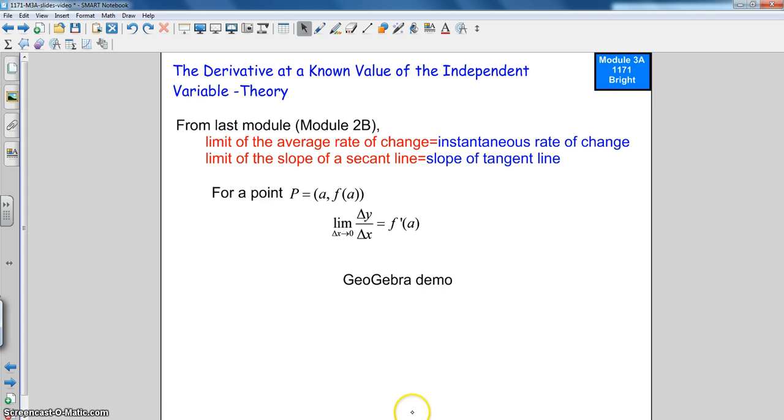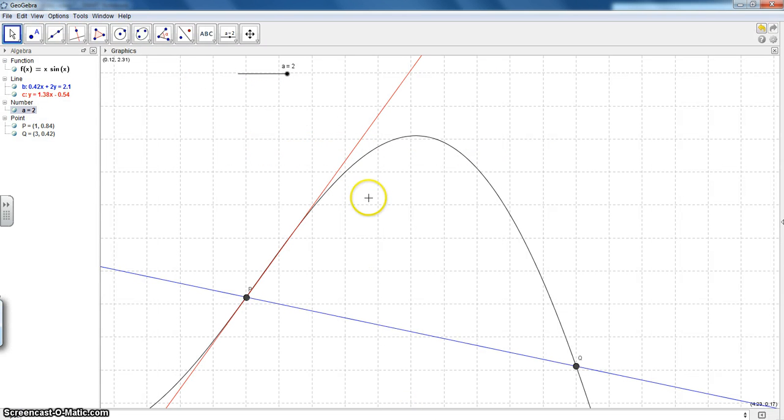Here is a quick reminder of the demo that we did. This is a free program called GeoGebra. Very nice, very handy. If the black line is our function, and P and Q are two points on the function, and I determine the line between P and Q, given in blue, that's my secant line. As we move Q towards P, the blue line should end up, for all practical purposes, on top of the red line, which is the tangent line.